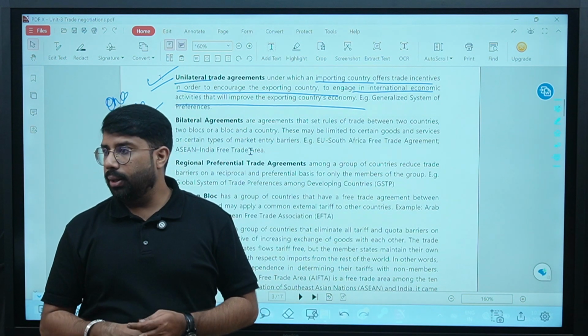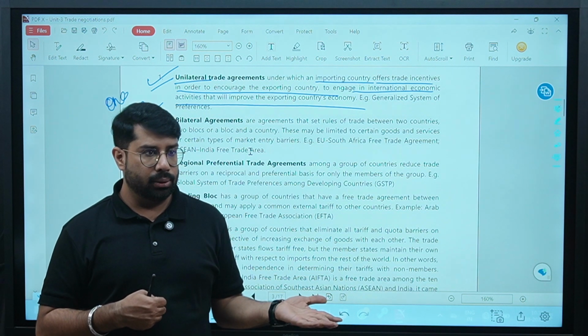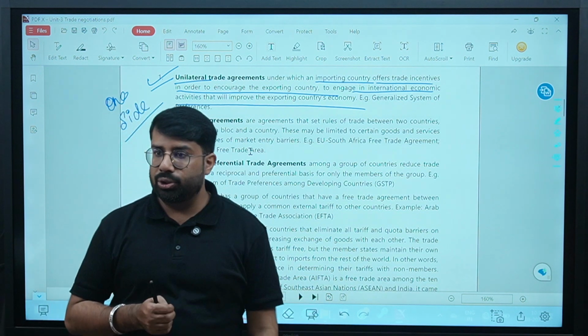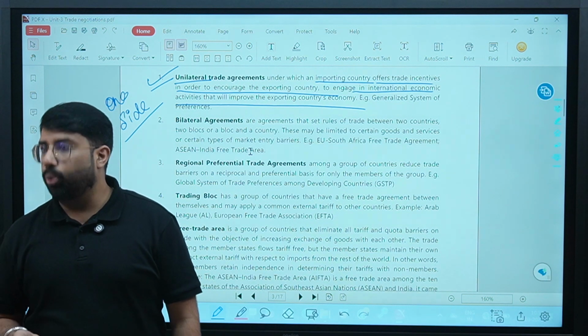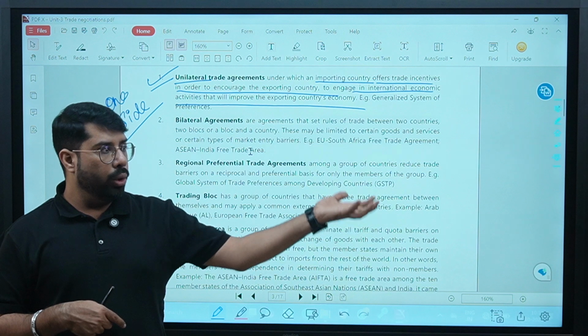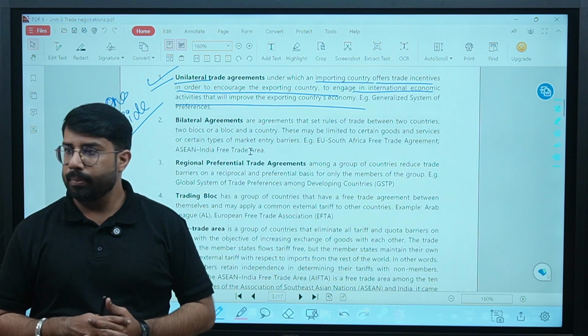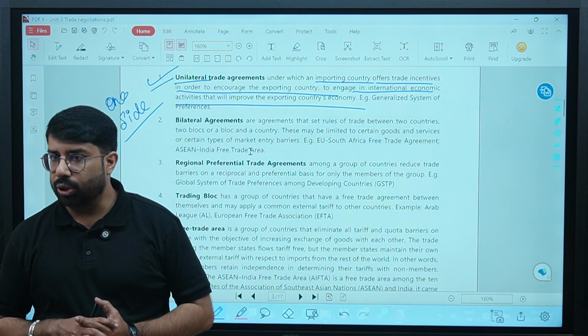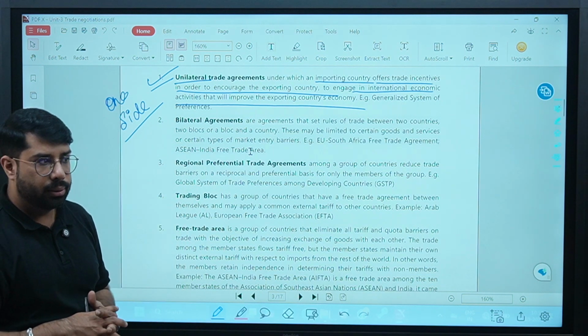This type of agreement is generally done between a developed country and developing country, where developed country is generally the importing country and developing country is generally the exporting country. So developed country is helping the developing country to increase the export so that its economy can develop. Are you clear? Yes or no? That is what we call unilateral trade agreement. Done?